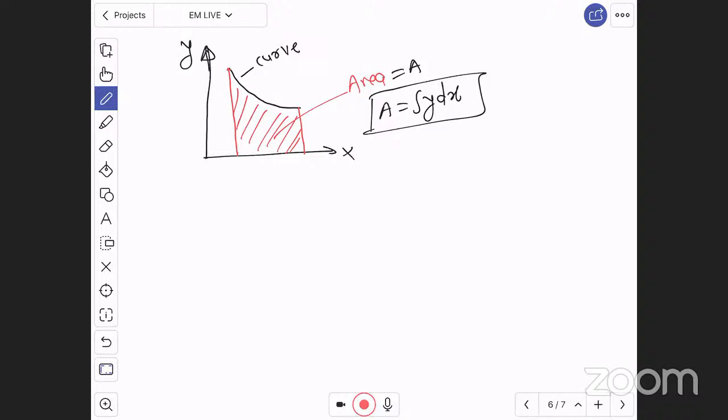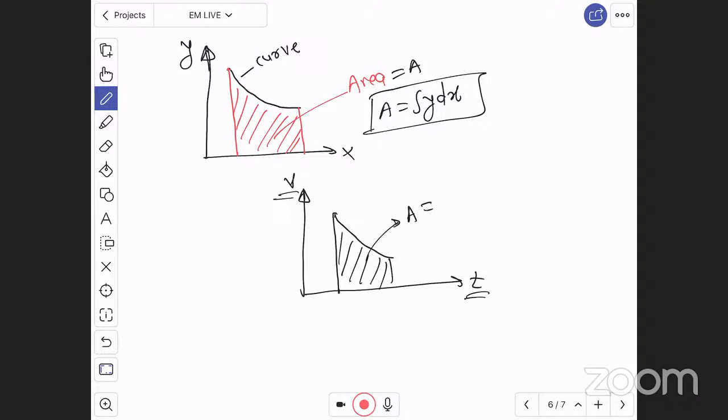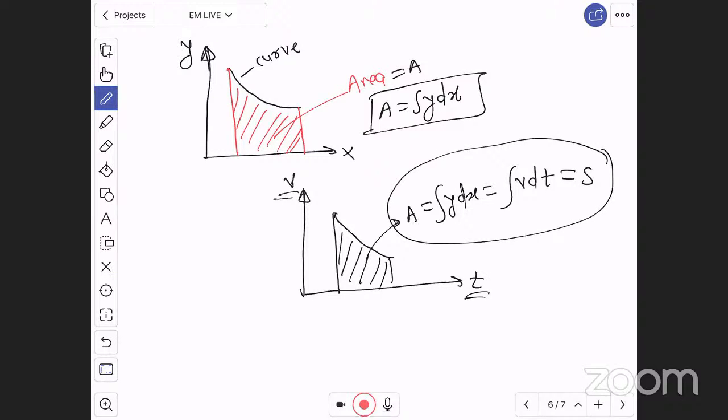Now, in the question, on the y-axis velocity is given, on the x-axis time is given, and some curve is given. Now, if I want to find the area under the curve, can I say integration of y dx, which is nothing but integration of v dt, since the y coordinate is velocity and the x coordinate is time. Just now we have seen it is nothing but displacement.